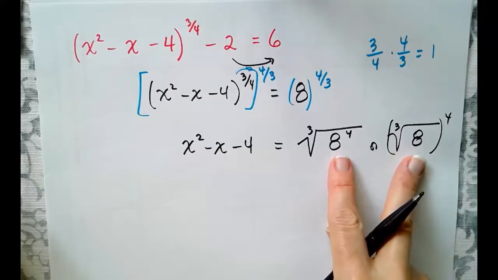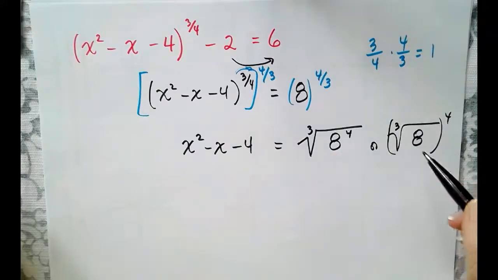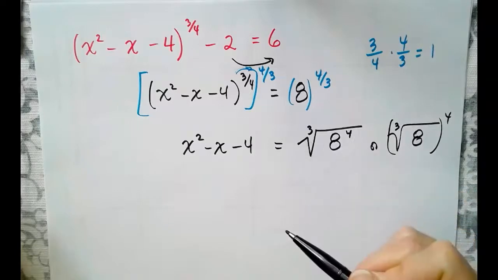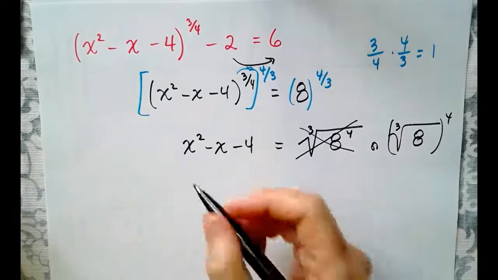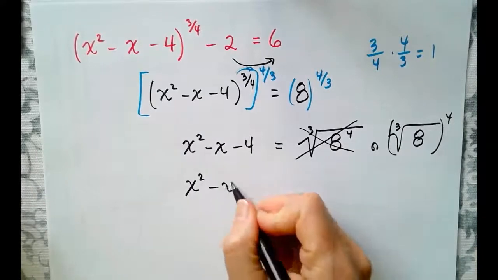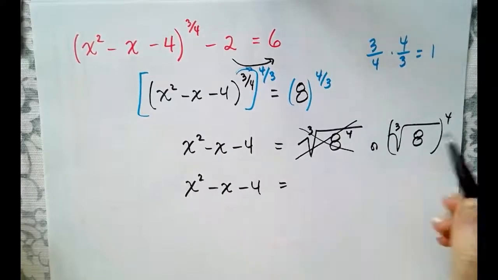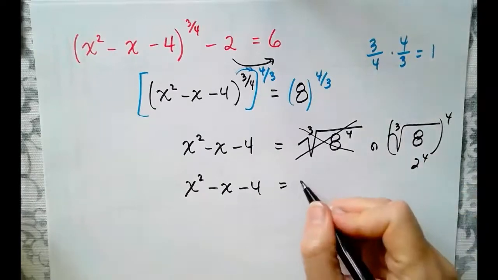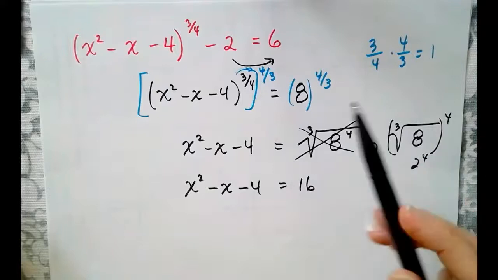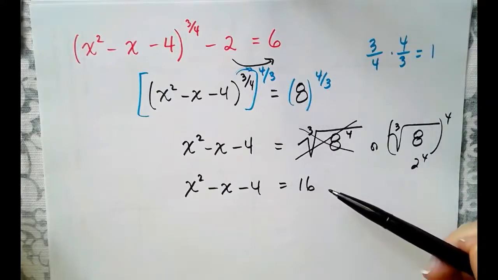Well, in this case, it makes more sense to me to look at it first as taking the cube root of 8, because we know the cube root of 8 is 2. If we have to deal with 8 to the 4th, it's going to get a little bit messy, so I don't want to use this one today. So x squared minus x minus 4, the cube root of 8 is 2, and 2 to the 4th is 16. So 8 to the 4/3 is 16.